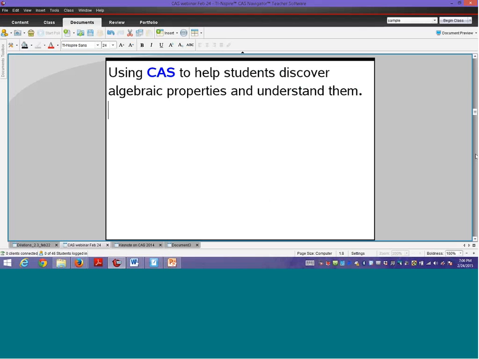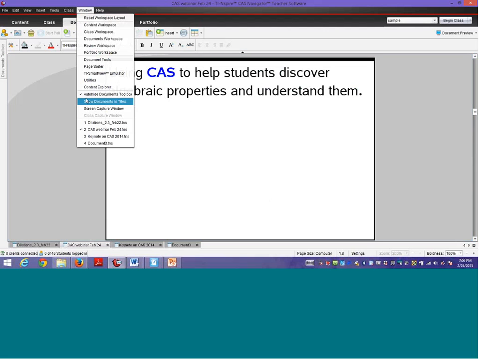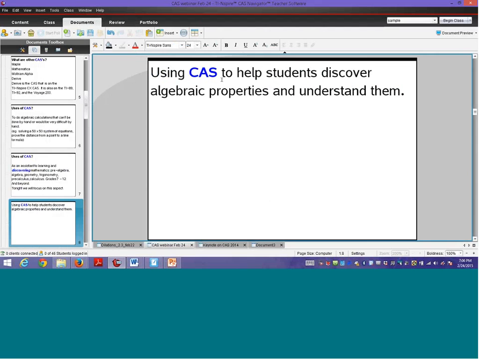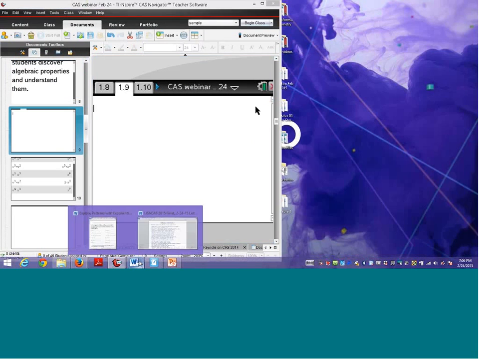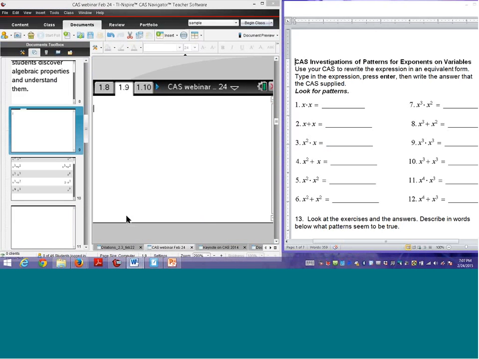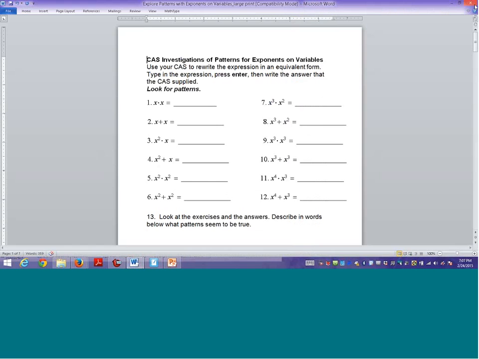So the first thing I'd like to do is using CAS to help students discover algebraic properties and to understand them. So let me change my window a little bit here and bring up, and let me show you this in full screen first.